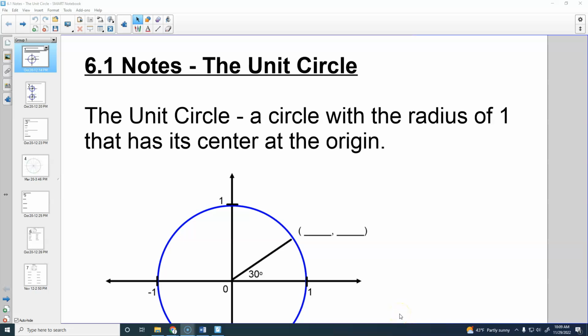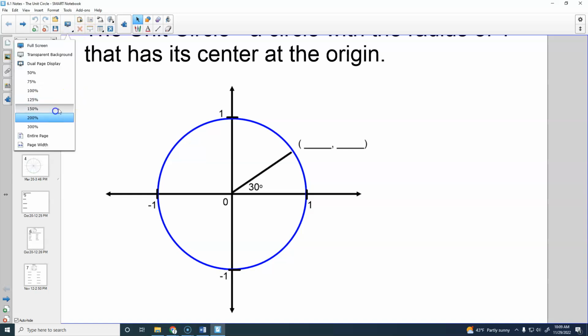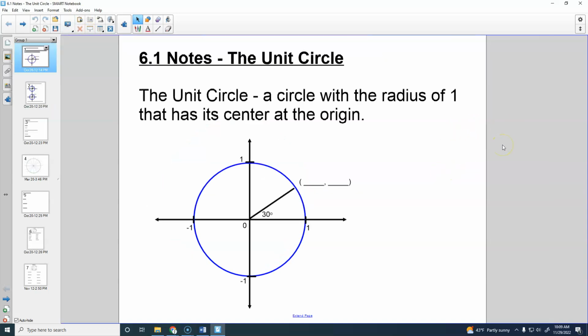45, 45, 90 triangles and 30, 60, 90 triangles. So, let me make this a little smaller so we can see the whole thing. All right, so for that first slide here, we've got a circle drawn, and this is the unit circle because it has a radius of 1.